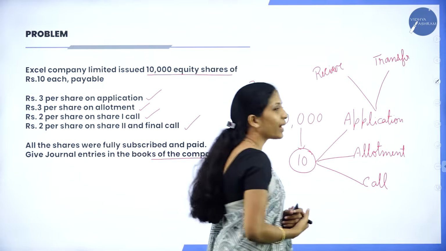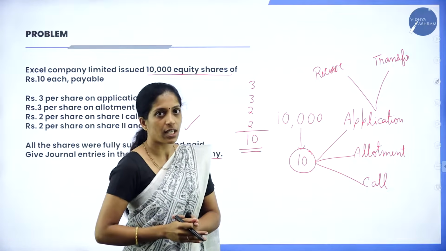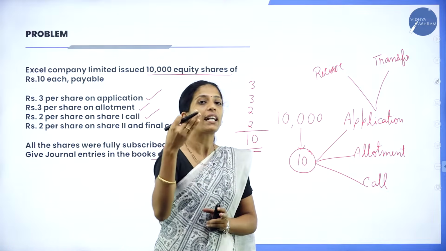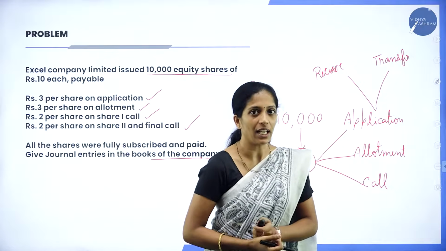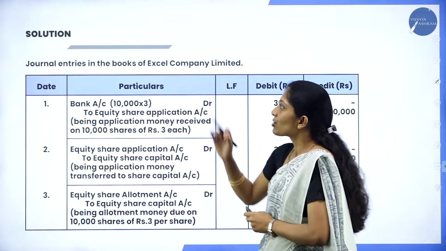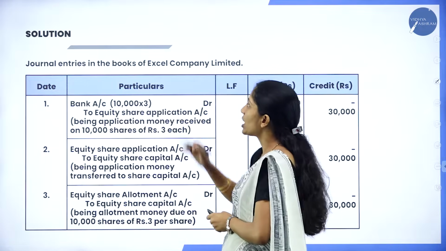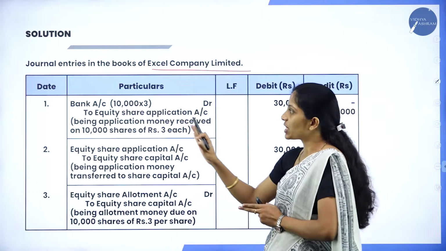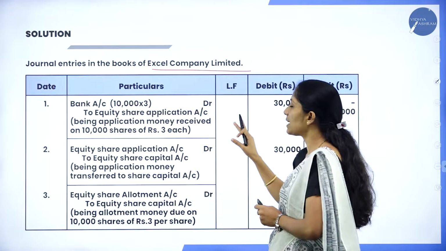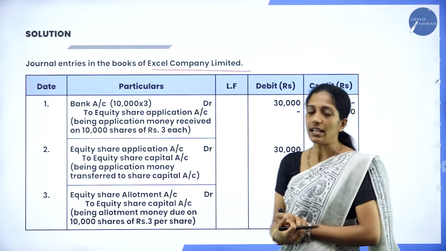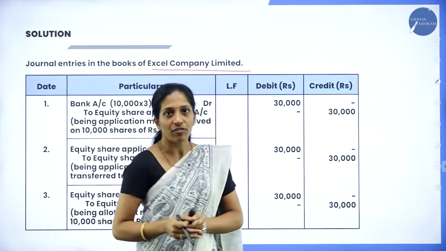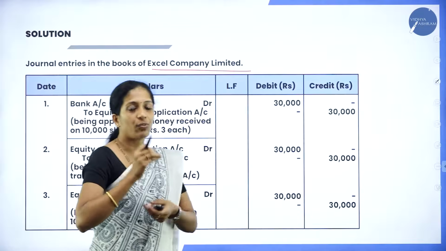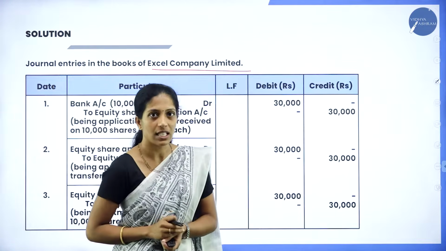So what are the 2 entries that have to be passed in the application stage? One is to receive the application money, and the next one is to transfer that application money to the equity share capital account. Now go through the entries here. So first, how do you begin the solution? Journal entries in the books of Excel Company Limited. Draw the format of the journal. What is the format? Date, particulars, ledger folio, debit rupees and credit rupees. Since they have not given the date, you are going to record the serial number. As and when you record the transaction, you will write the serial number.